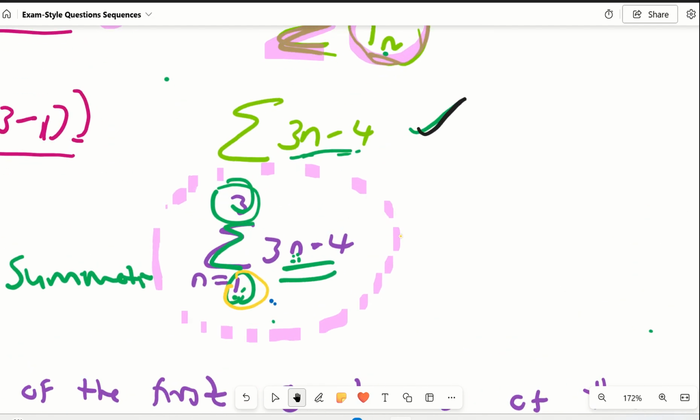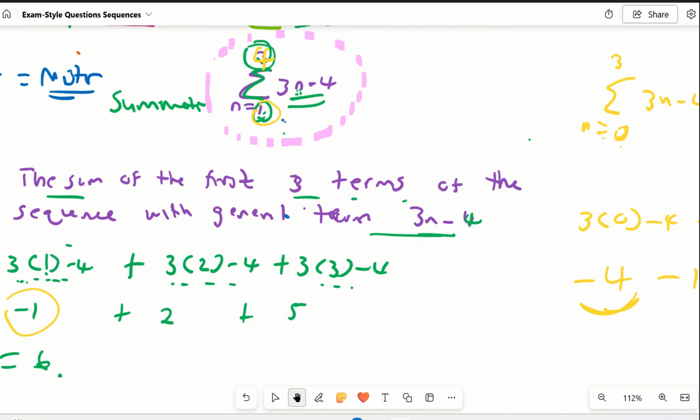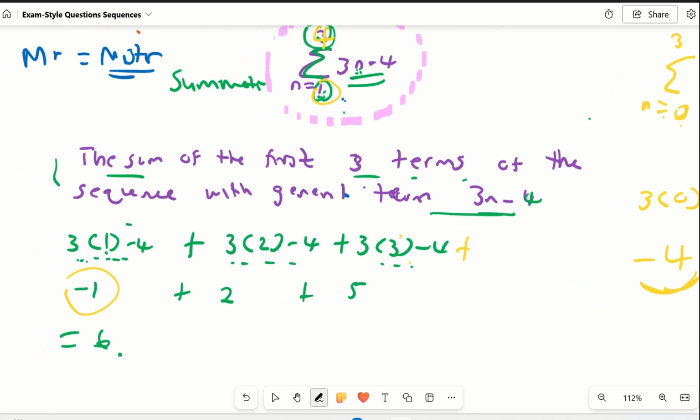And then here, if it was a 4, then it would end at 4. Instead of you stopping there, you would go that far. Proper stuff.